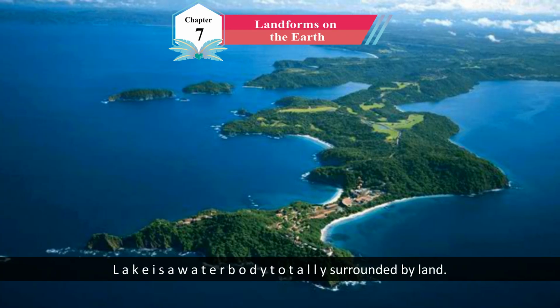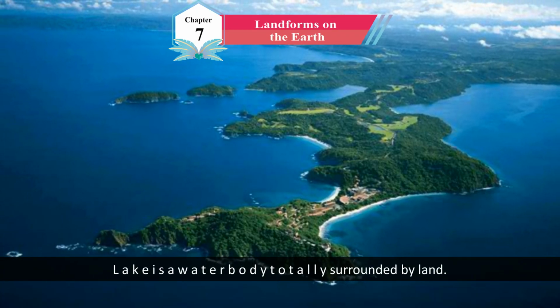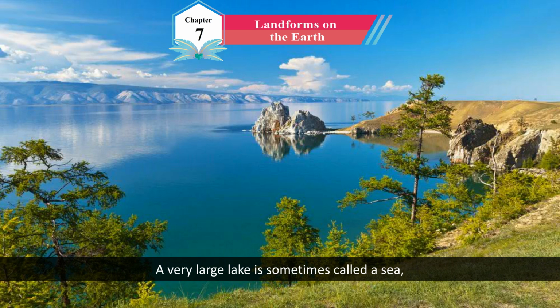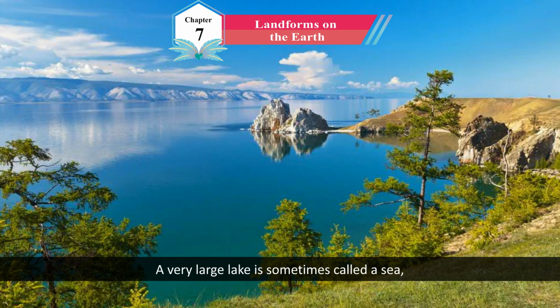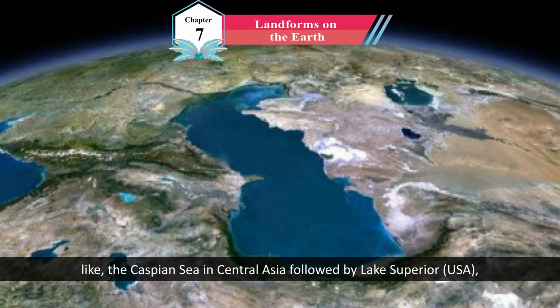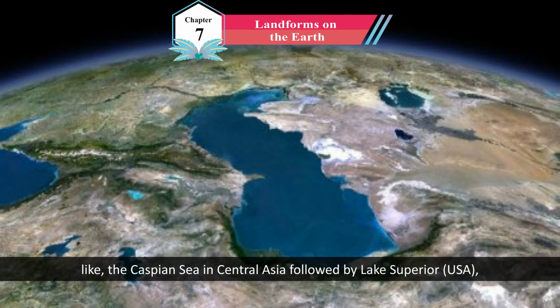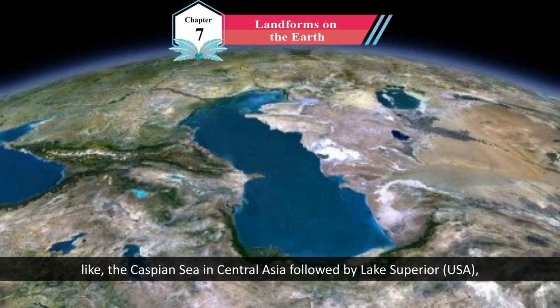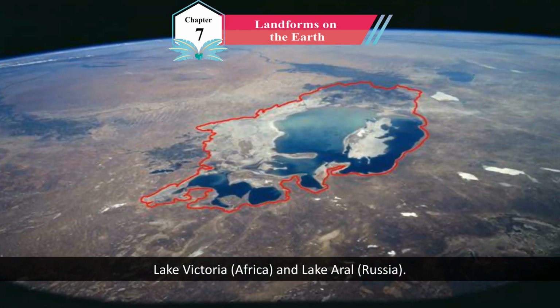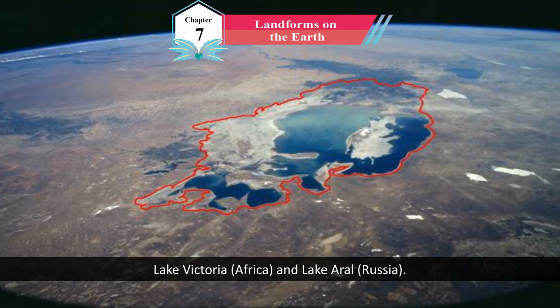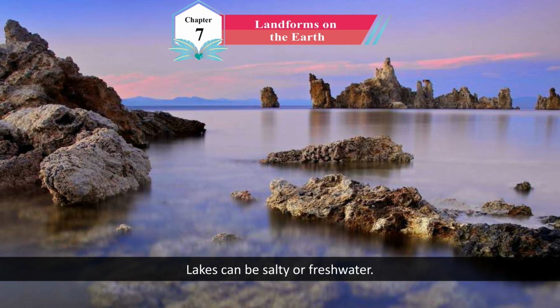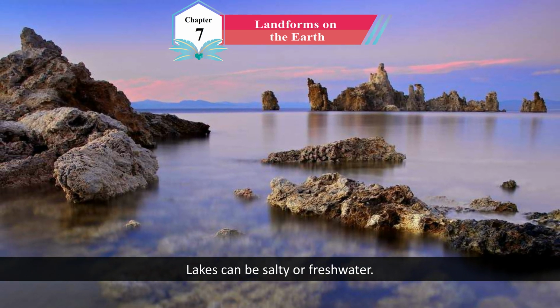Lakes. A lake is a water body totally surrounded by land. A very large lake is sometimes called a sea, like the Caspian Sea in Central Asia, followed by Lake Superior in the USA, Lake Victoria in Africa, and Lake Aral in Russia. Lakes can be salty or freshwater.